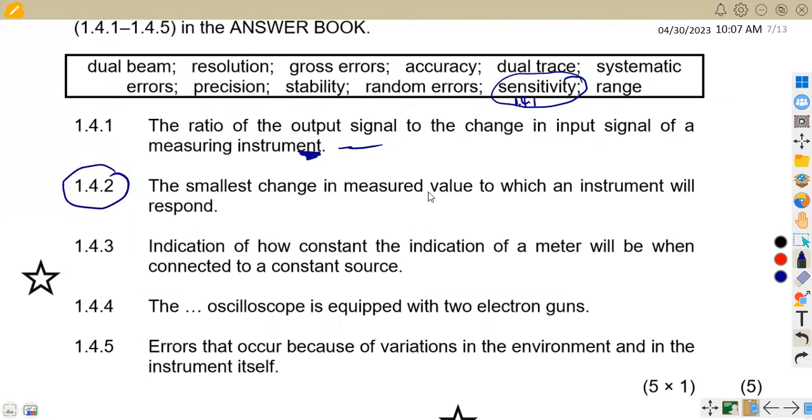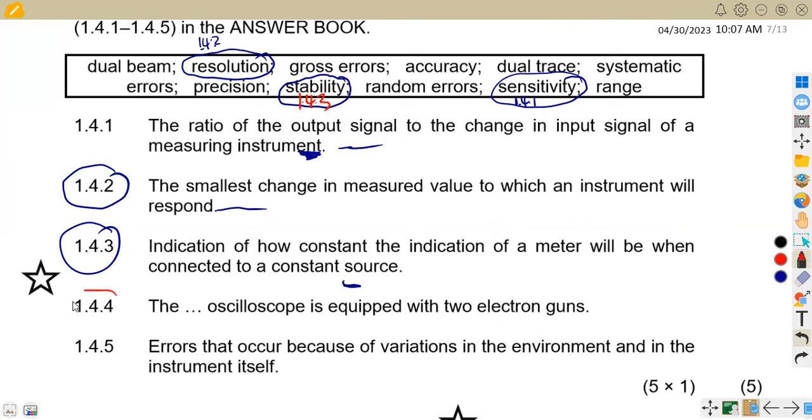1.42, the smallest change in measured value to which an instrument will respond. The smallest change is the resolution. So our answer for 1.42 is resolution. 1.43, an indication of how constant the indication of a meter will be when connected to a constant source, that is the stability of that instrument. So it is the stability, and this is the answer for 1.43.